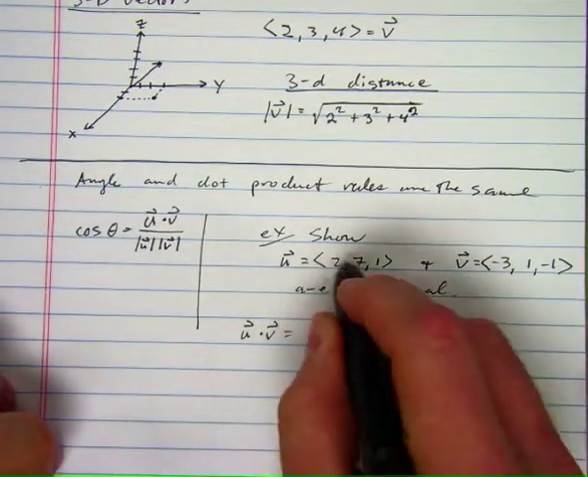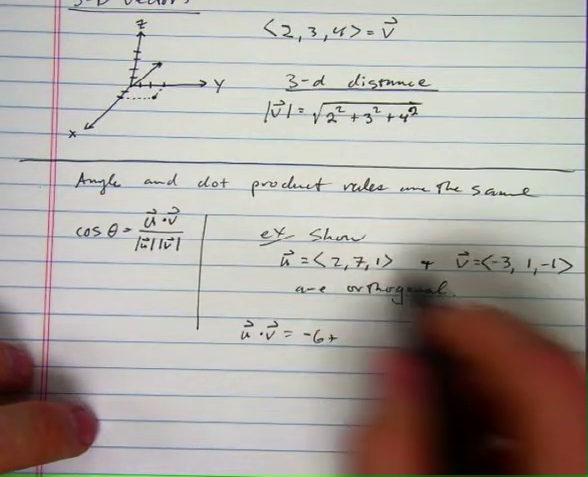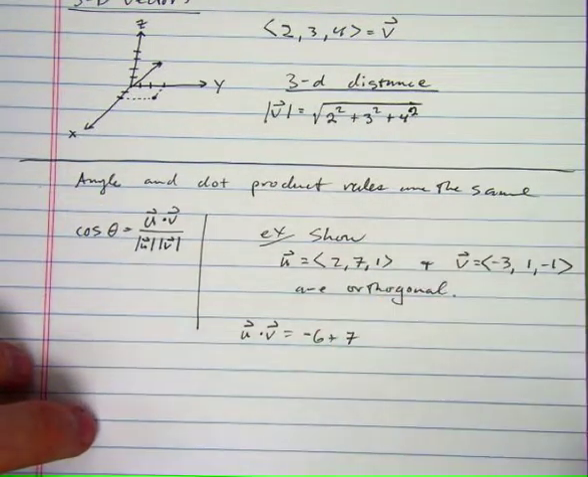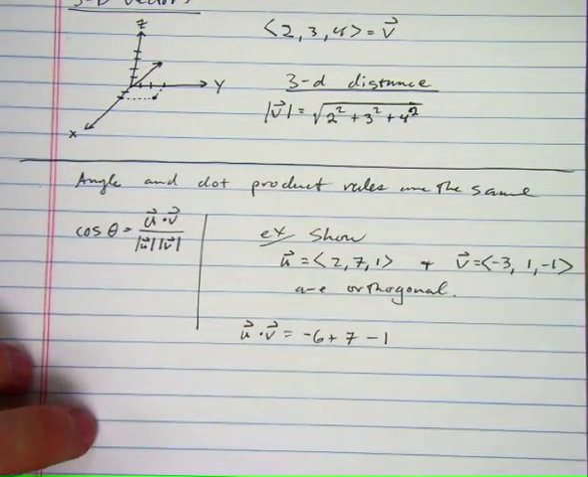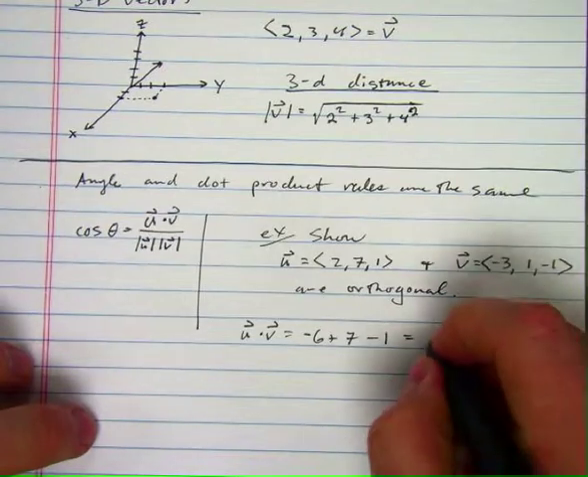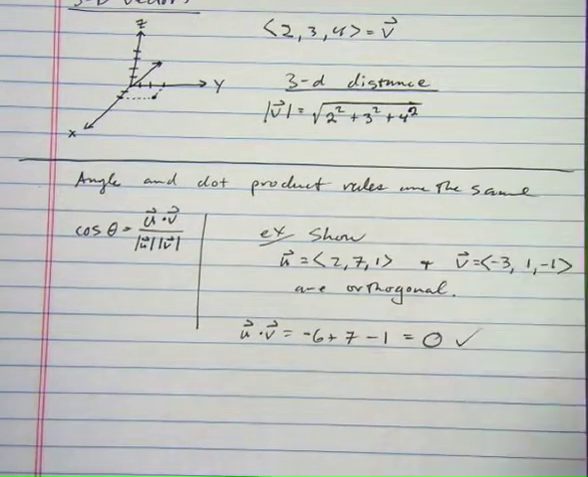Same thing: 2 times negative 3 is negative 6, plus 7 times 1 is 7, and 1 times negative 1 is negative 1. You add that up, and yes, they are orthogonal.